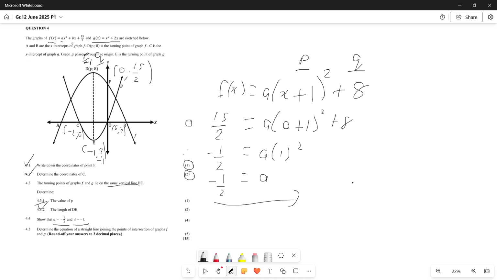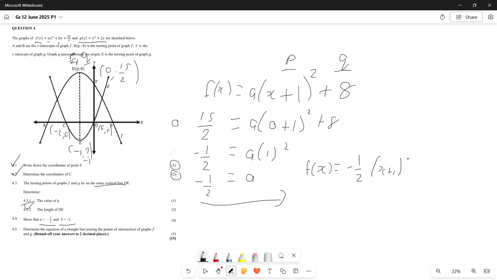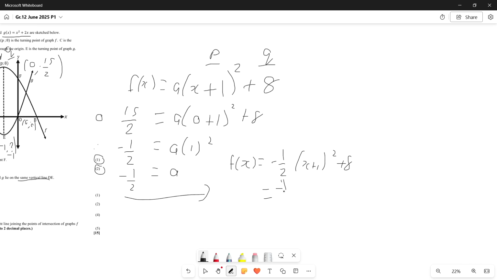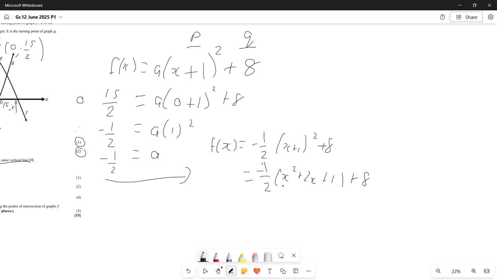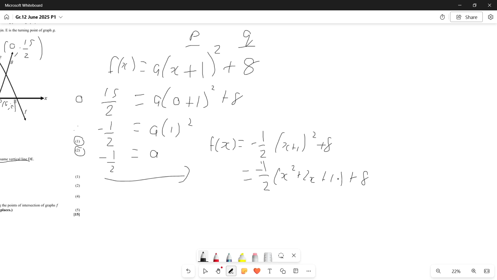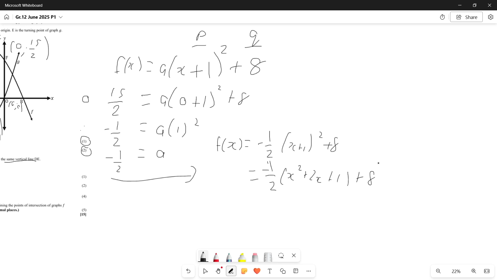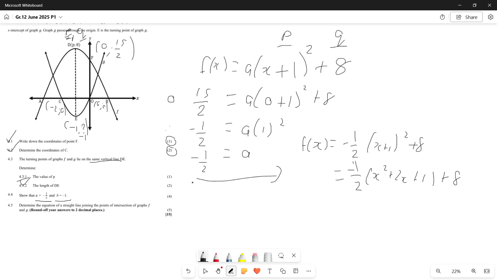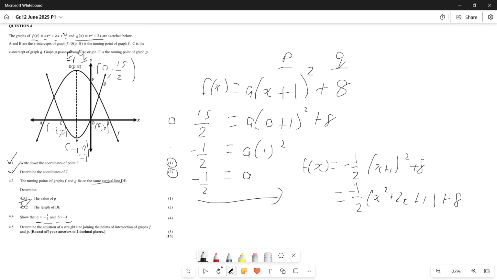But an easier way is to do this. So now that we know a, we are trying to get b. f of x equals minus a half (x plus 1) squared plus 8. So we just need to expand our bracket. x squared plus 2x plus 1, plus 8, and then distribute this negative a half into all of these terms. And as we do that and simplify, we are going to end up with our b value being negative 1 in our standard form like this.